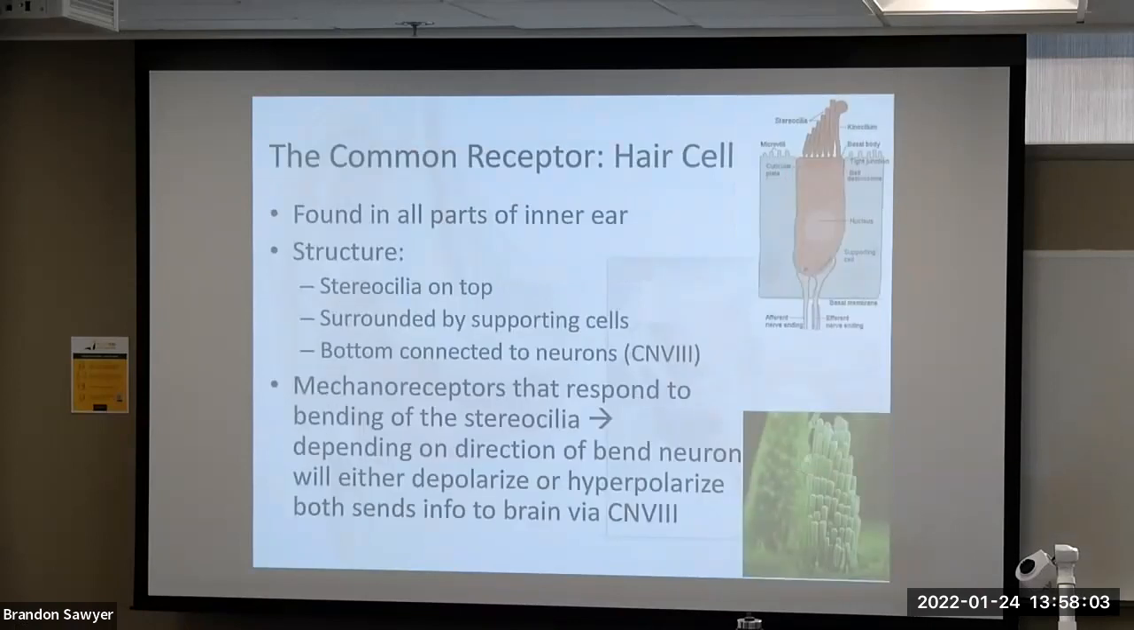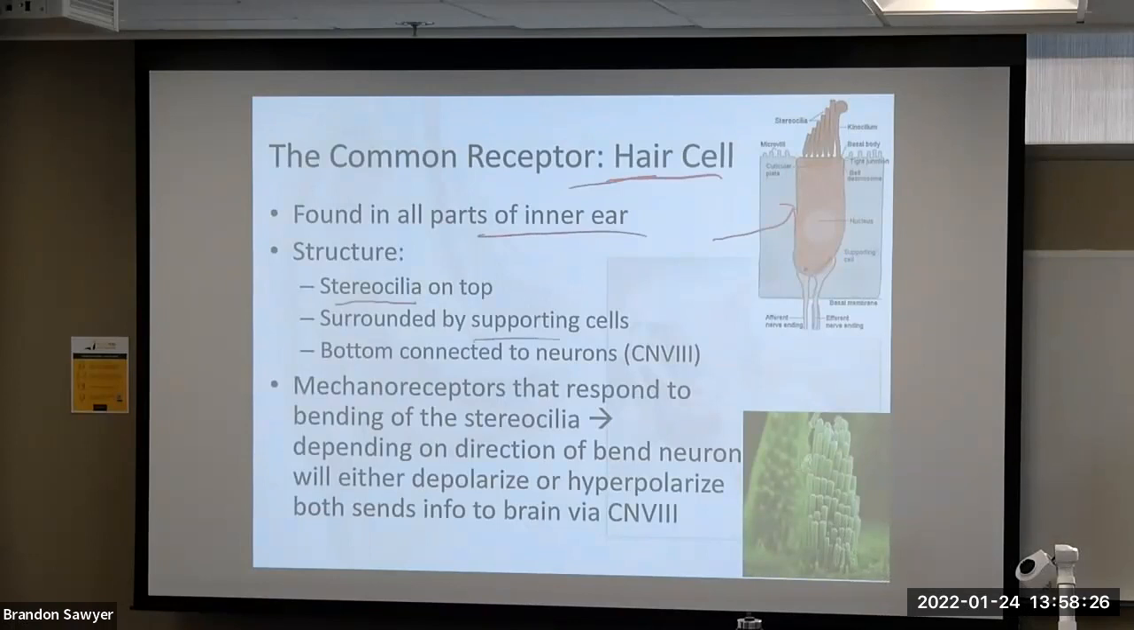Okay, all right, so let's talk about a special structure that we find commonly through all three of those structures within the inner ear. It's called the hair cell. So the hair cell, again, is found in all parts of the inner ear. And it looks like this. So we have a cell body with a nucleus, and then there are these little stereocilia on top, which are the little hairs.